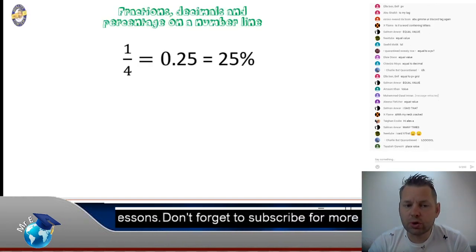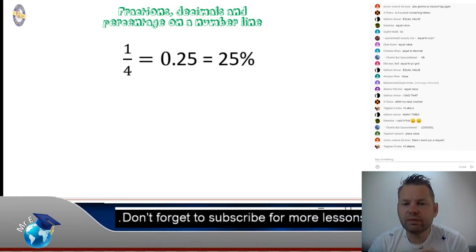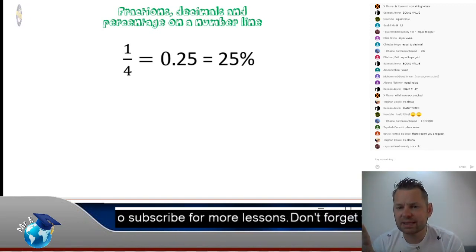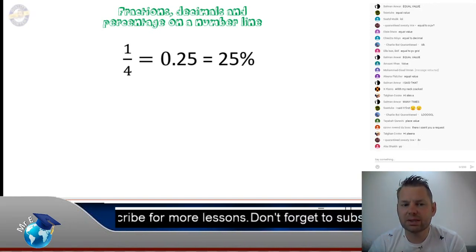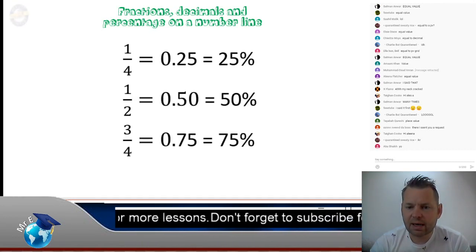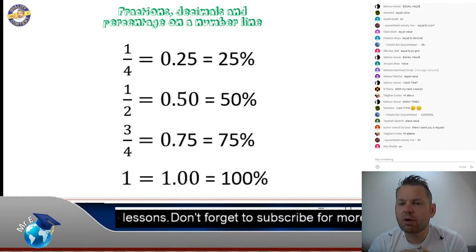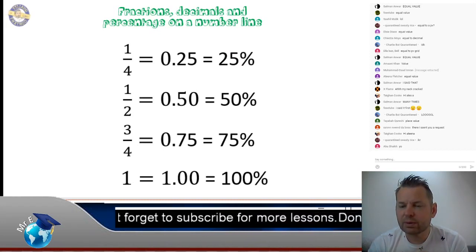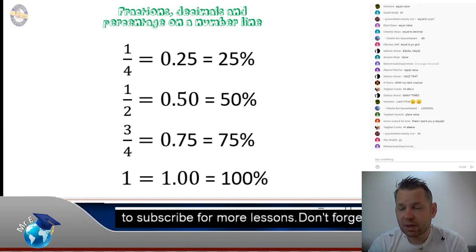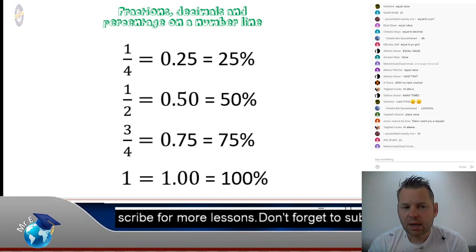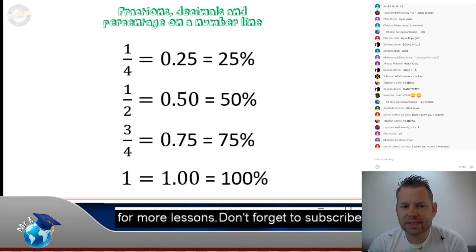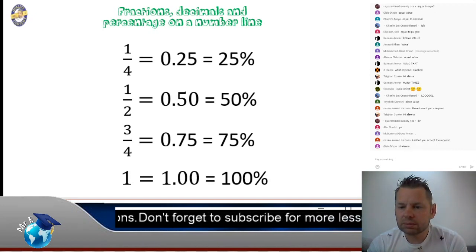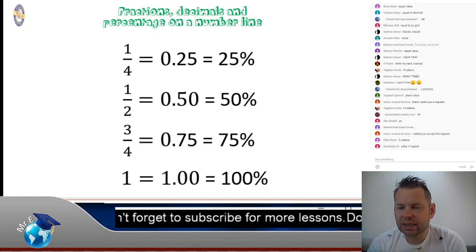Now, you should, and I said this yesterday, memorize 4 different equivalencies in fractions, decimals, and percentages. And these are that 1/4 equals 0.25, which equals 25%. 1/2 equals 0.50, which equals 50%. 3/4 equals 0.75, which equals 75%. And 1 equals 1.0, which equals 100%.